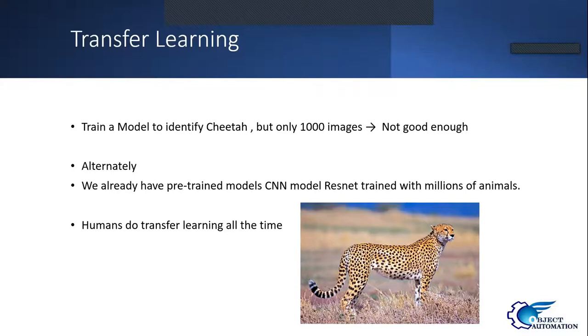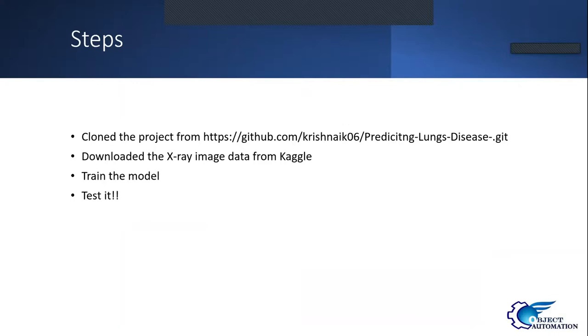And we do transfer learning all the time. If you give me a new type of animal, we will easily identify it because we know what an animal looks like. That is the logic behind transfer learning. So basically, I cloned the Git repository. I downloaded the data from Kaggle. I trained the model. I tested it. I'll show it here.